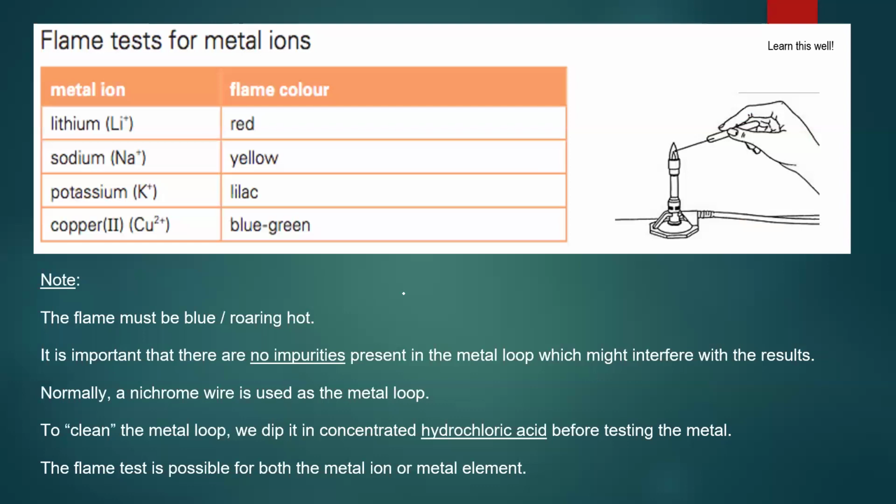Flame test. Note how to do the flame test correctly. The flame must be blue, roaring hot. It is important that there are no impurities present in the metal loop, so we have to clean the nichrome wire. Normally, a nichrome wire is used as a metal loop. To clean the metal loop, we dip it in concentrated hydrochloric acid before testing the metal. The flame test is possible for both the metal ion or metal element.